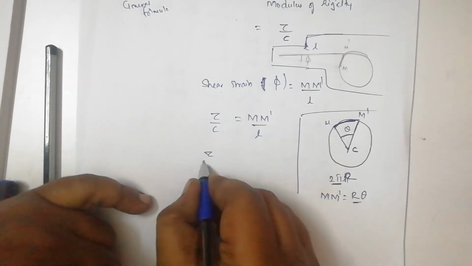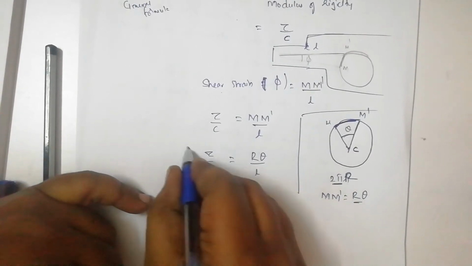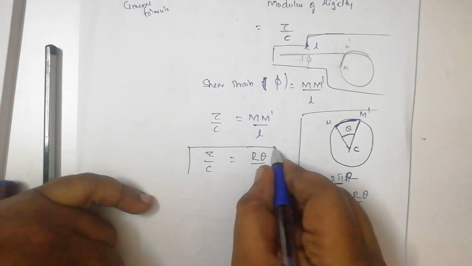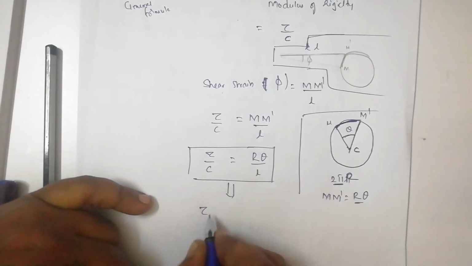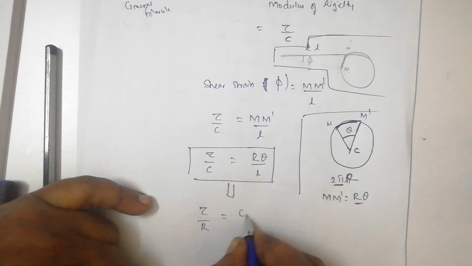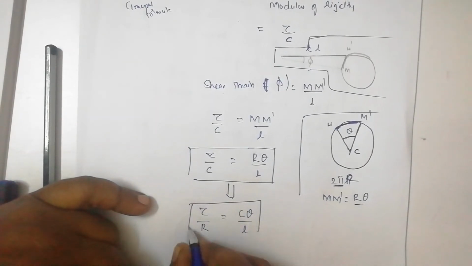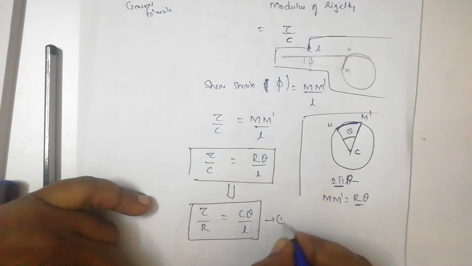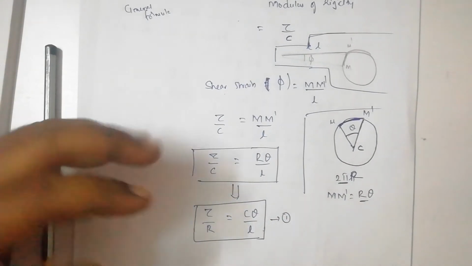So, I will write tau by C is equal to r theta by L. This will rearrange as tau by r is equal to C theta by L. This is the first half of your derivation. Let us consider this as equation 1. So, one half has been completed. Let us enter into the second half.